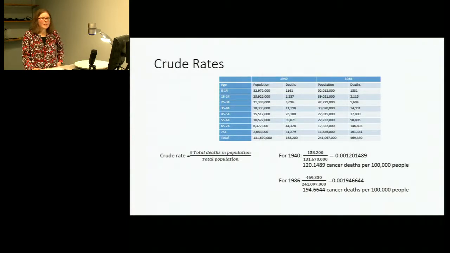In 1986, there were 469,330 cancer deaths out of 241,097,000 people, and that gave us a crude cancer death rate in 1986 of 0.00194, or 194.6644 cancer deaths per 100,000 people in 1986. So looking at the crude rates, it appears that the cancer death rate is quite a bit higher in 1986 than it was in 1940.